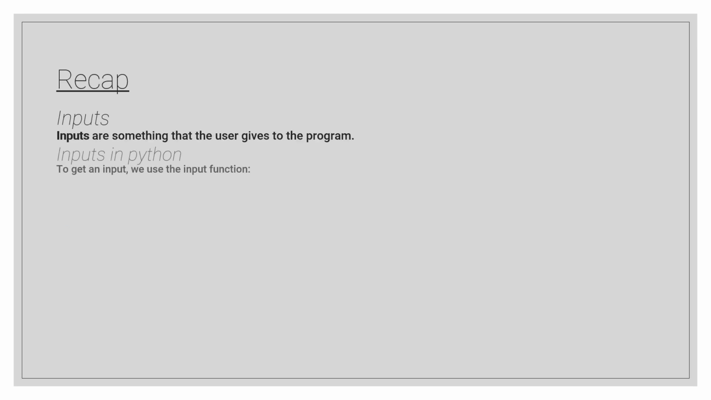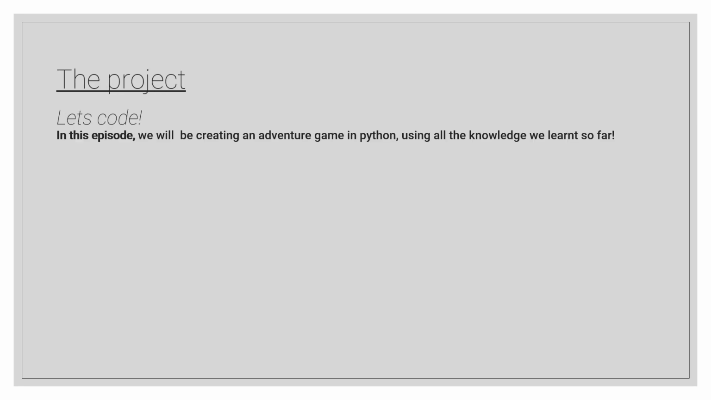Next, we covered inputs. To get an input, we use the input function. So we first write input to tell the computer that we're getting an input. Then in brackets, we write some text. This is the message that will be displayed to the user before they have to input something.